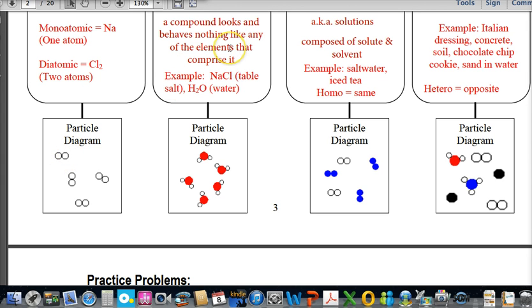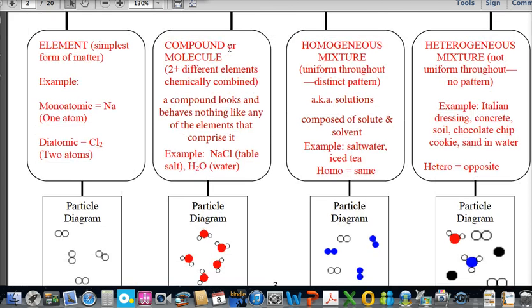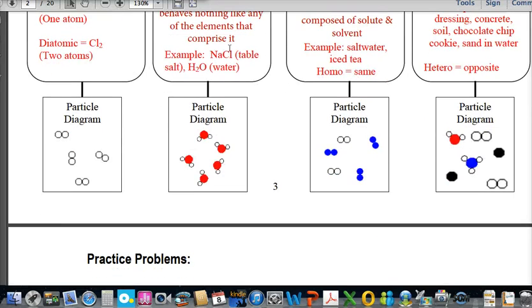If you look over here for compounds, you notice a compound has to consist of two or more different elements. So if you look at this one, this could be water. The red one could represent oxygen, and the two open circles could represent hydrogens. Now, what makes this a compound is because you notice how these are touching each other, which means they're bonded, just like these two are. But the difference is that these are two different atoms bonded together. That makes this a compound.